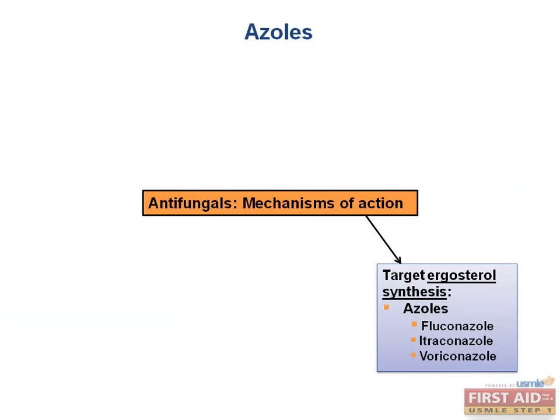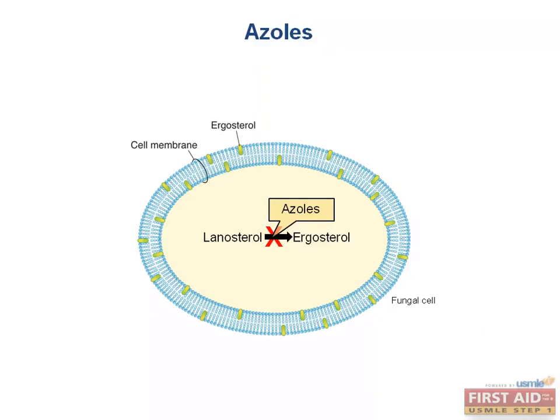Next, we'll look at the antifungals that target ergosterol synthesis. The azoles all bear names ending in their drug class, as you can see here. As you can see in this image, azoles work by inhibiting ergosterol synthesis through inhibition of the P450 enzyme that converts lanosterol to ergosterol. Remember the azoles and their effect on cytochrome P450. This is useful to remember for the boards.